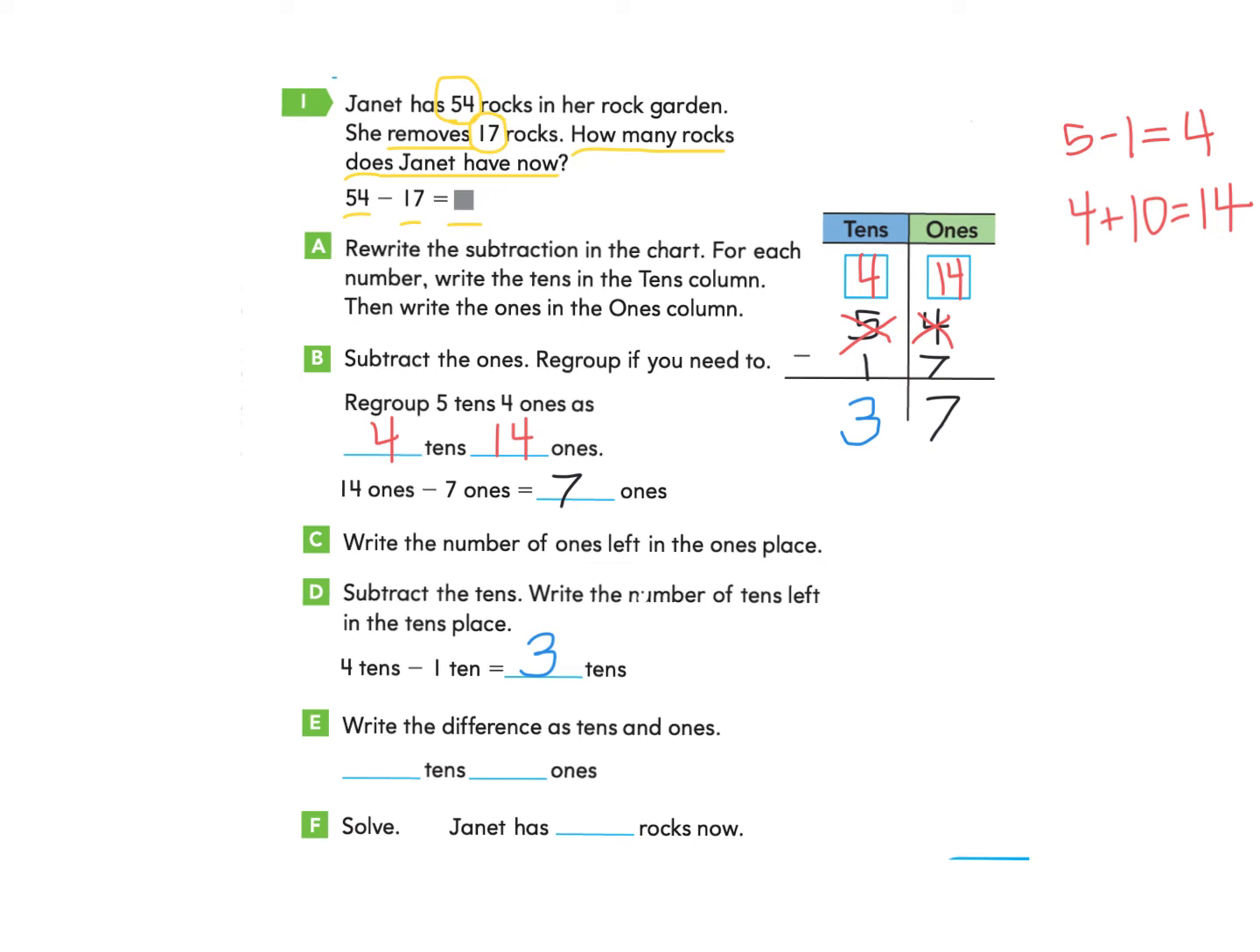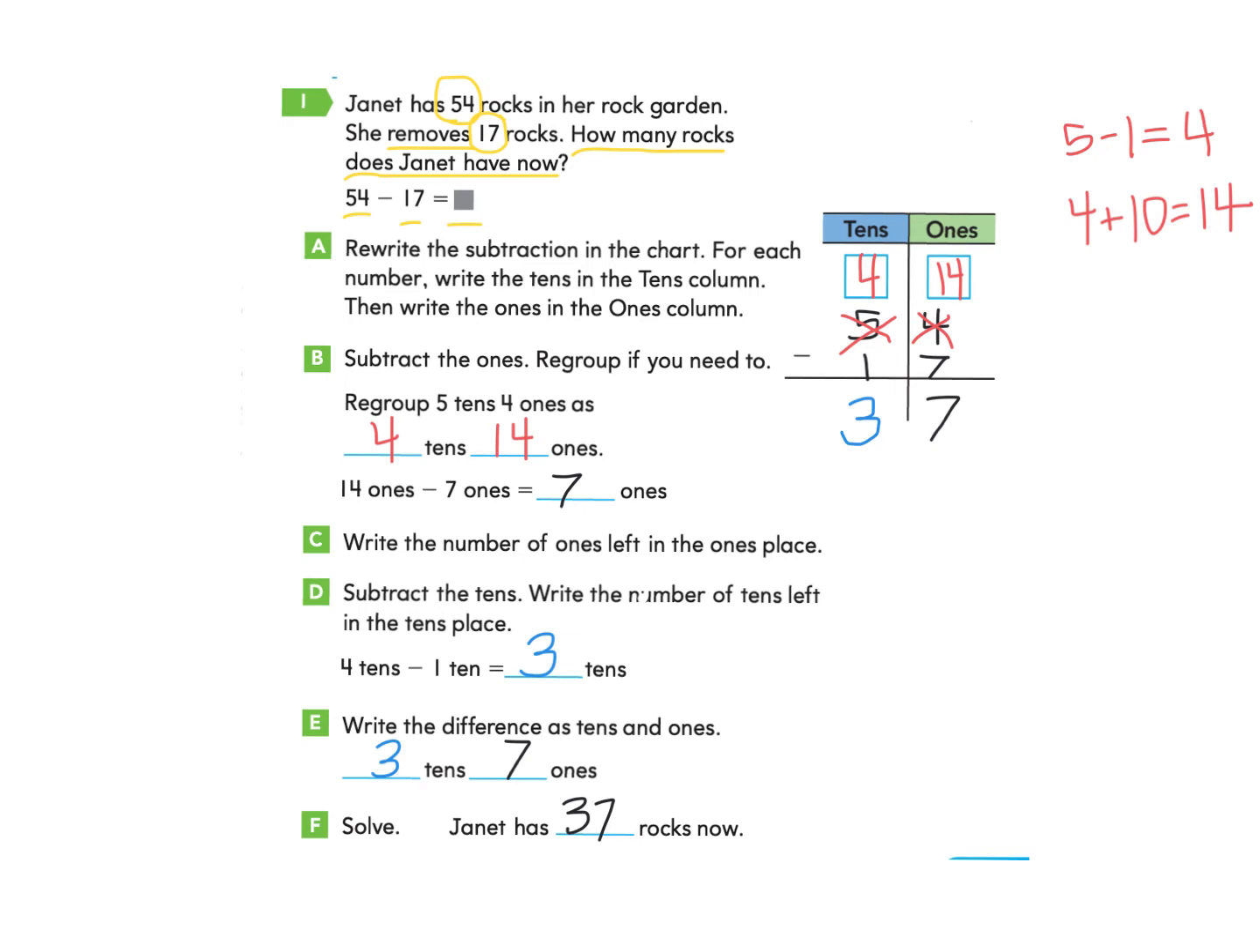We have 3 tens. Okay, so now we are going to take a look at what we have. We have 3 tens and 7 ones. So we're going to write the difference as tens and ones. Right here we have 3 tens and 7 ones. And then we can solve this equation and tell the answer to the question that we saw up here. How many rocks does Janet have now? Well, Janet has rocks now. And what do we put there? We are going to put the number 37.